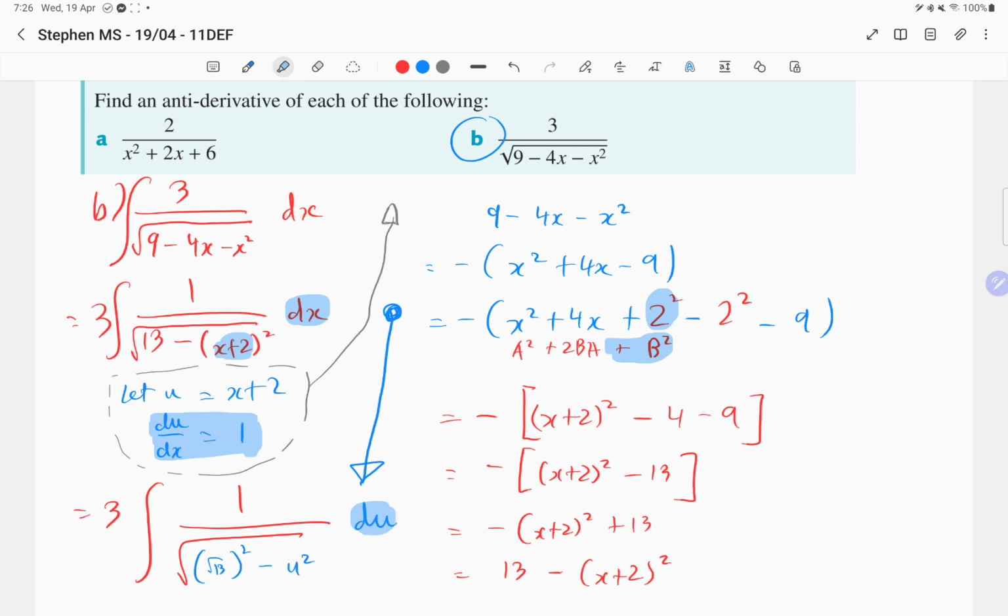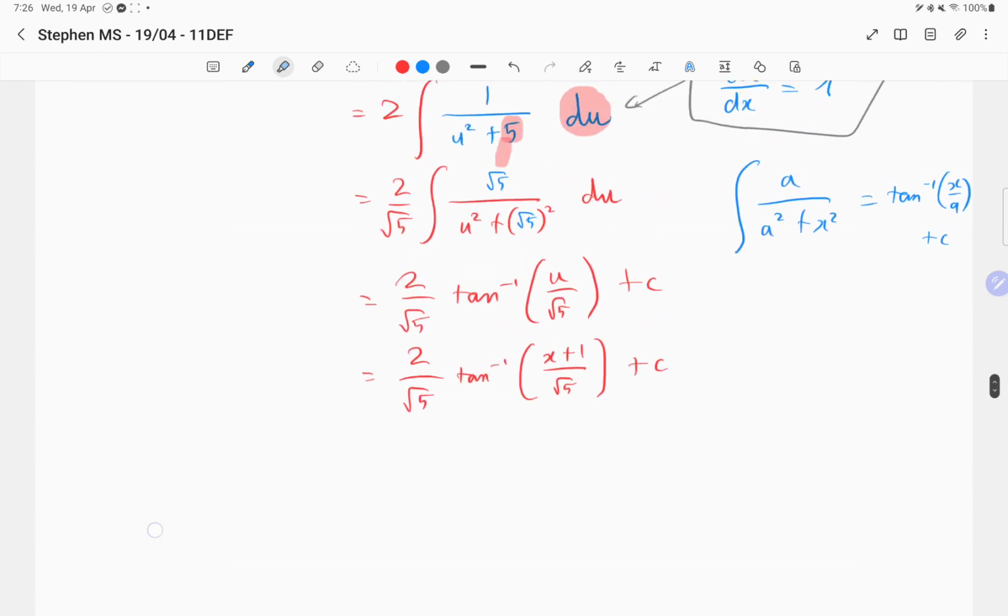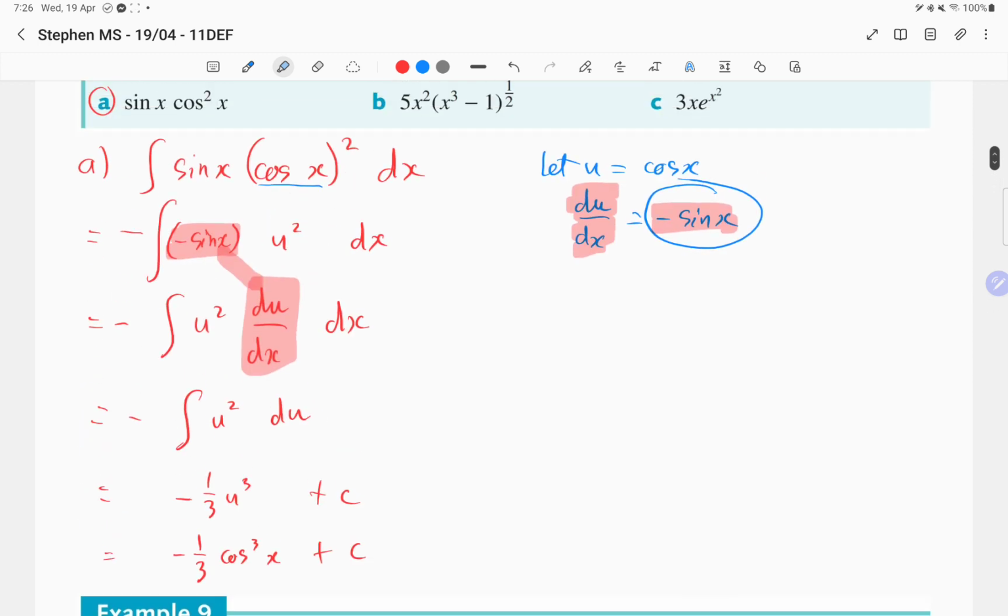What happens if it's not 1? Then we need to make sure we have it. Remember the last question, we need to actually have the negative sin x. And then you can just rearrange the.